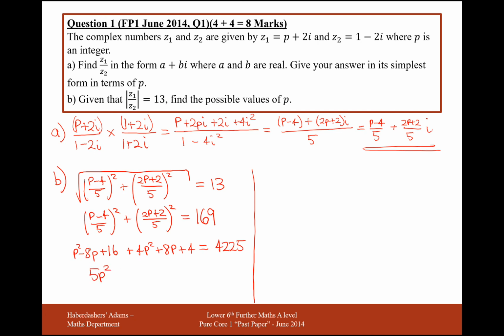Okay, cancelling some bits out, so I'm going to get a p squared and a 4p squared, that's 5p squared. 8p and minus 8p will cancel, and if I take away 20 over to the other side, I will get 4205 for the other side. So now p squared is going to equal 841 by dividing through by 5. So p is therefore going to be the positive and negative of 29. The square root of 841 is 29. So p is plus or minus 29.